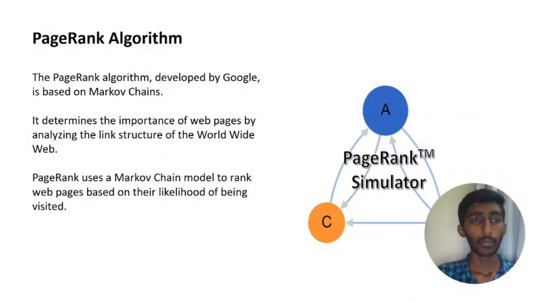PageRank algorithm. The PageRank algorithm developed by Google is based on Markov chain. It determines the importance of web pages by analyzing the link structure of the World Wide Web. PageRank uses a Markov chain model to rank web pages based on their likelihood of being visited.